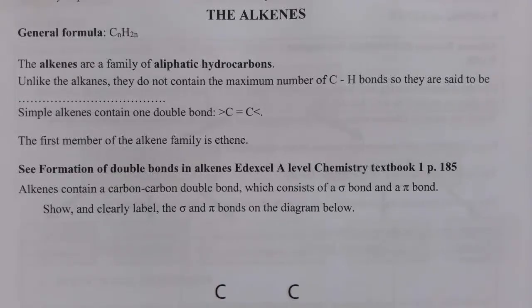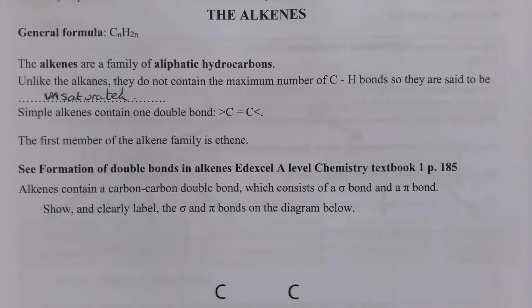Now, alkenes, again, are hydrocarbons. In other words, they contain carbon and hydrogen only. They're aliphatic because they are straight-chained with no aromatic groups in them. Unlike the alkanes, they don't have the maximum number of carbon-hydrogen bonds, so they're said to be unsaturated. Simple alkenes contain one carbon-carbon double bond. Now obviously we can't get an alkene with only one carbon because we need at least one double bond. So the first member of the alkene family is actually ethene.